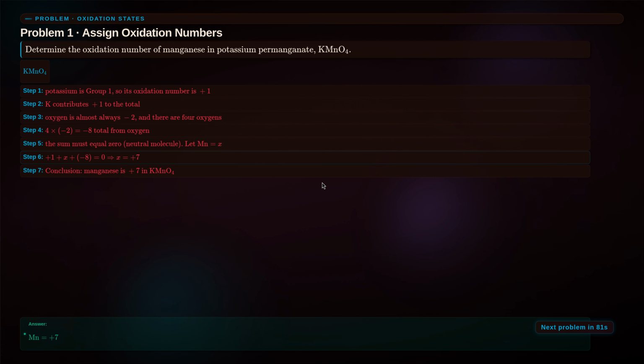So +1 plus the oxidation number of manganese plus -8 equals 0. The oxidation number of manganese equals 0 minus +1 plus 8, which equals +7. Manganese is +7 in KMnO4. This high oxidation state is what makes permanganate such a powerful oxidizing agent in acidic solution.